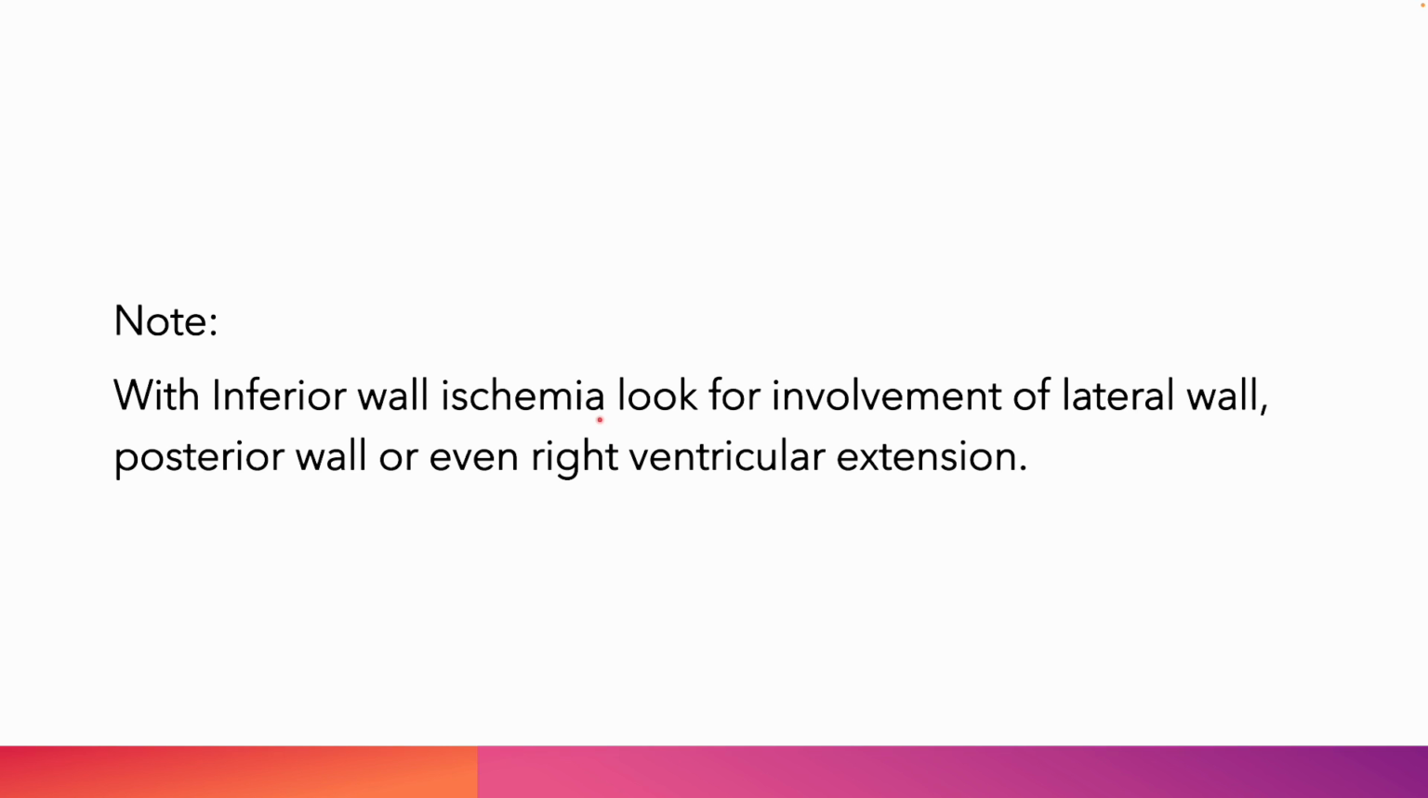So there could be involvement of the right ventricle. So you'd look at V1 and V2. While in posterior wall, of course, you would find the ST depression, while in right ventricular extension, you would find ST elevation in V1 and V2, and you would put more leads on the right side of the chest to confirm it.